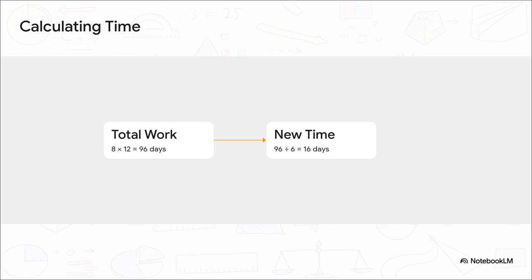For step 1, instead of finding the work of one day directly, we first have to find the total effort required to do the job. So 8 workers times 12 days gives us 96 worker days of total effort. Then step 2, we take that total effort and divide it among our new crew size. 96 divided by 6 workers equals 16 days. And it makes perfect sense, right? With fewer hands on deck, the timeline stretches out.